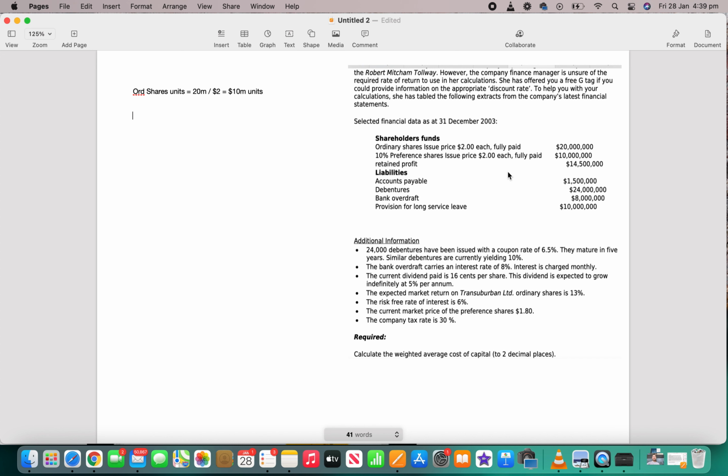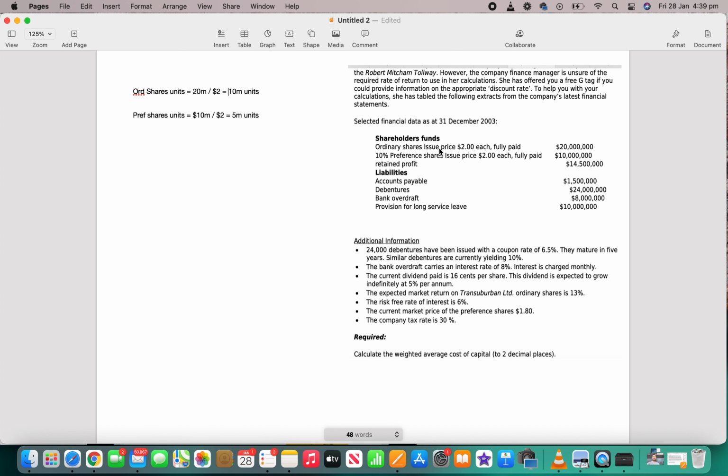Preference shares, again, I can do the same thing. Preference shares units: it is worth 10 mil divided by, they are $2 on the balance sheet here, so that means I have 5 mil units. Now I made a mistake here, that's not a dollar sign there. So here we're just calculating our volume.